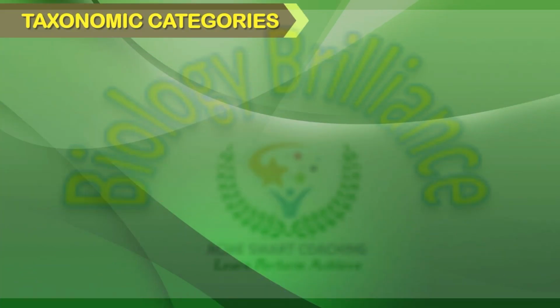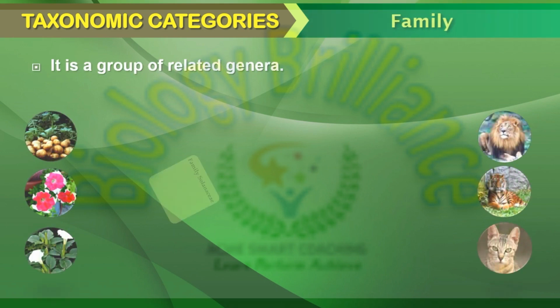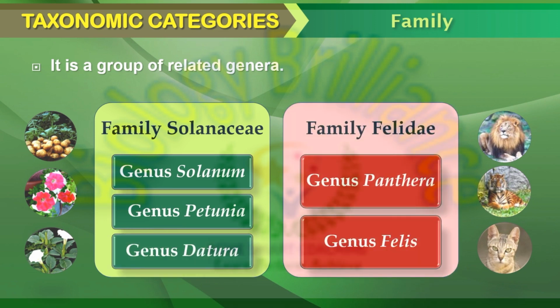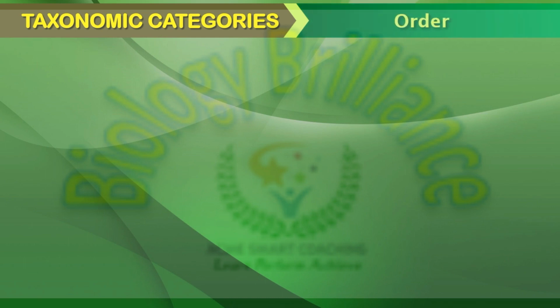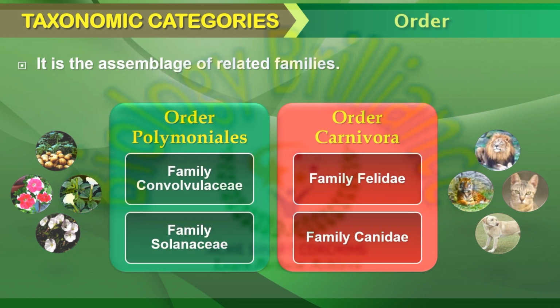Now, family. Family is a group of related genera. For example, genus Solanum, Petunia, and Datura belong to the same family, Solanaceae. Similarly, genus Panthera and Felis belong to the same family, Felidae. Now, order. Order is the assemblage of related families. For example, family Convolvulaceae and family Solanaceae belong to order Polemoniales. Family Felidae and family Canidae belong to order Carnivora.